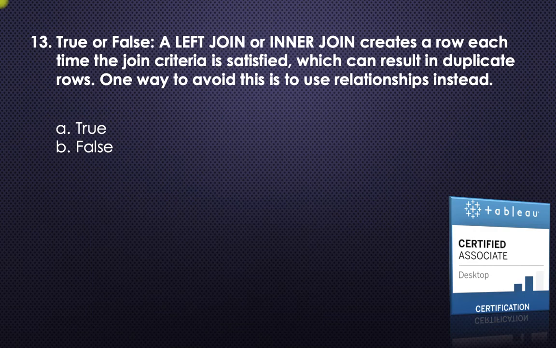Then a left join or an inner join creates a row each time the join criteria is satisfied. That is true, and which can result in duplicate rows. That is also true because sometimes your data is not at the right level of detail. So that can basically create duplicate rows or missing rows also. So one way to avoid this is to use relationships instead. Now this is definitely true, and that's why Tableau introduced relationships recently.